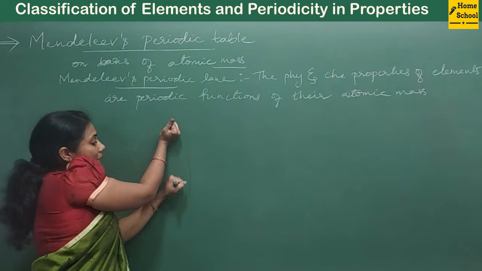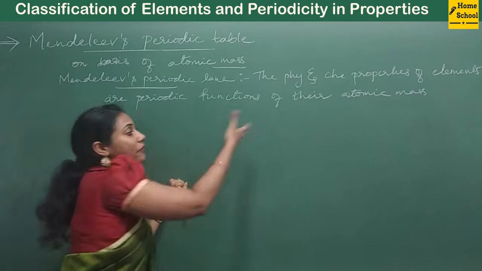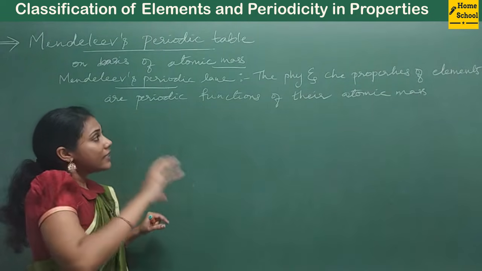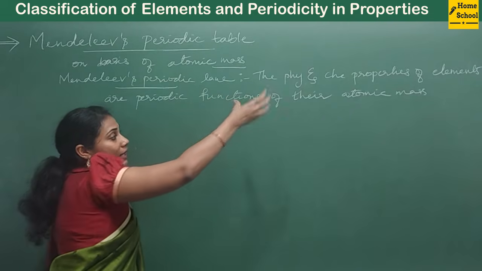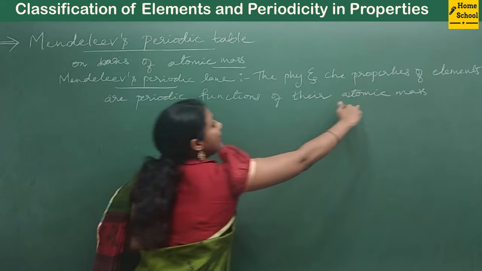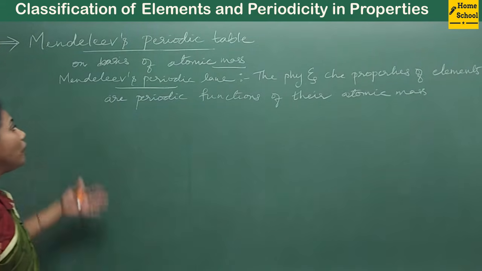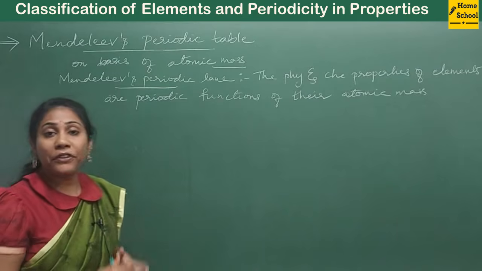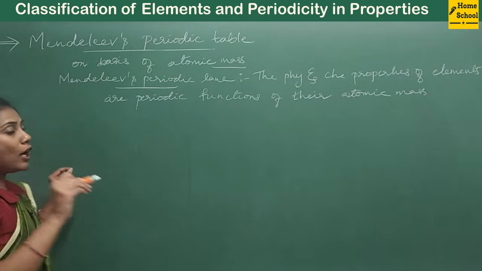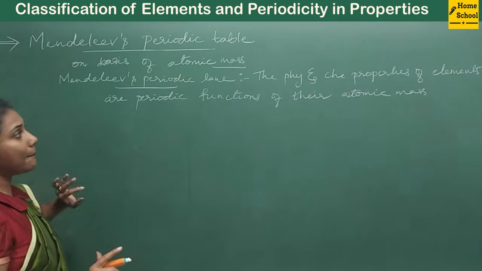So between this element and this element, there are so many other elements with different atomic masses, right? So that is the meaning. The elements with the same physical and chemical properties get repeated continuously after certain atomic masses. So that's the meaning of this particular sentence. Fine. And the concept of groups and periods was introduced by Mendeleev.